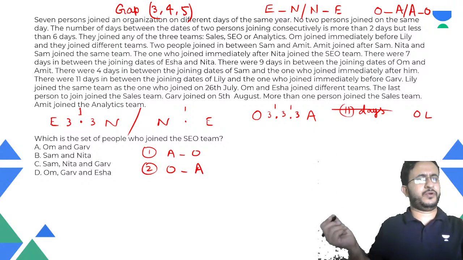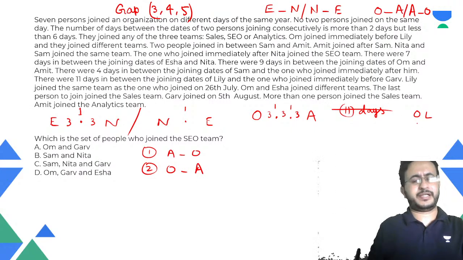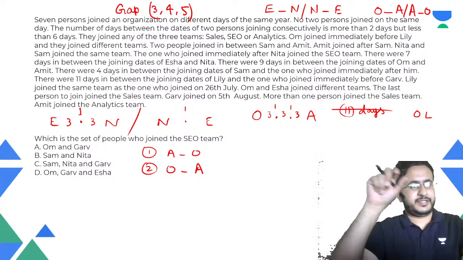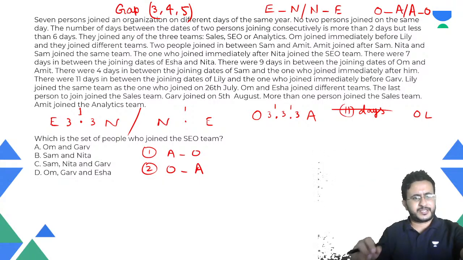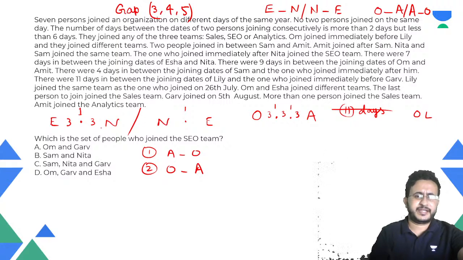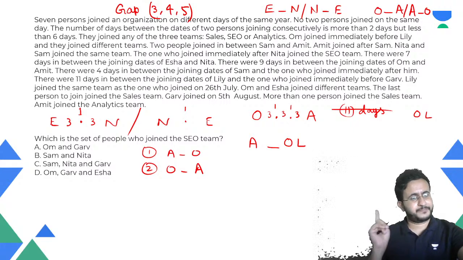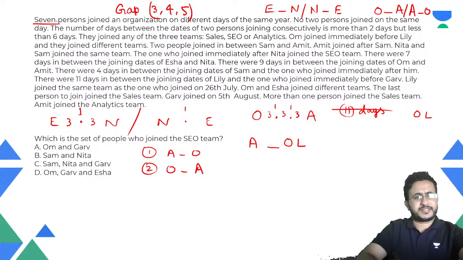Now why are we taking O and A? Because there is already a connection of OL here. Okay, O and A has a connection. OL is connected, so we can link these two things. Okay, so what we will do? Let us take this case. If we take AO, we will have A, then some person joining that we do not know, then we will have O, and then we will have L. 4 people. Okay, there are total 7 persons.